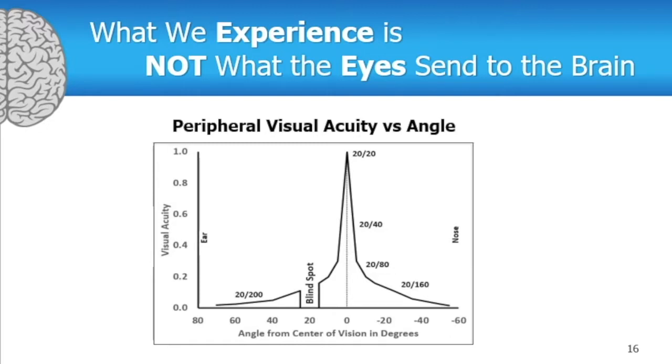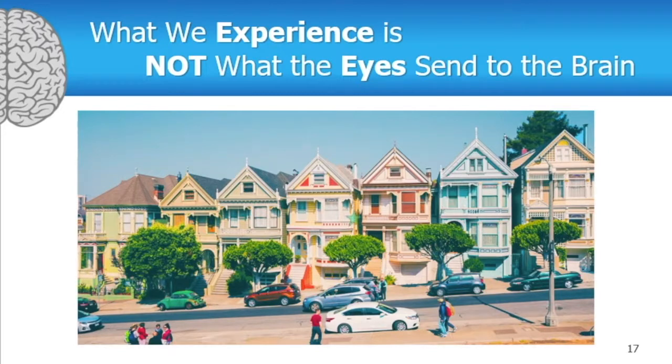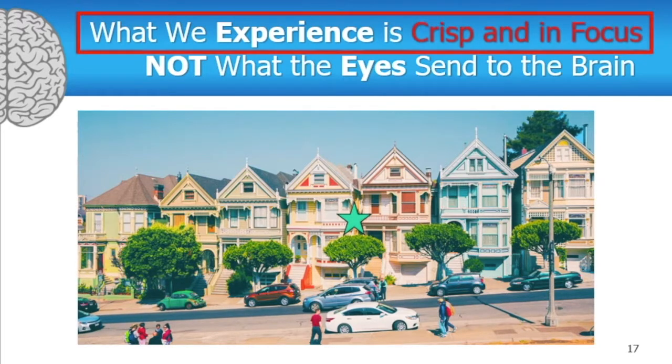Yet, when we look out at the world, we experience something like this. Keep your center of vision directed at the green star on this image and experience this scene. Don't you experience that all the houses in the scene are crisp and in focus out to the edge of the screen? In fact, the world beyond this screen also seems to be crisp and in focus.